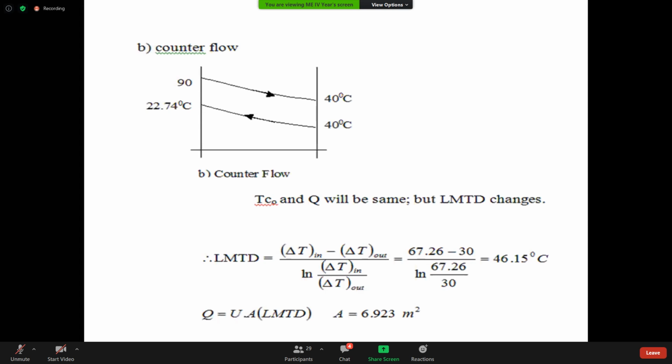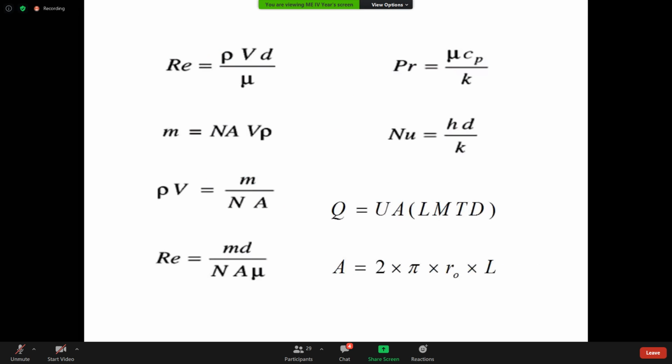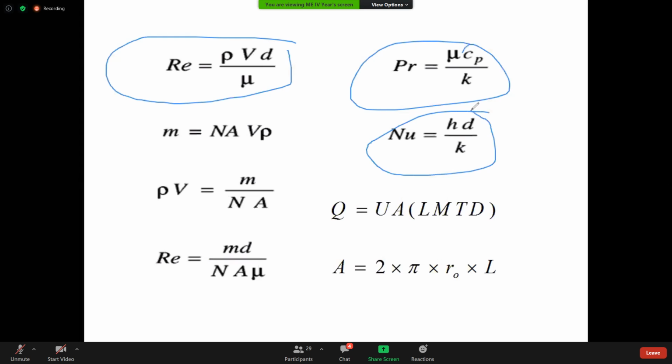So in this way you have to go for the problem, right? Next, this is another case. I will come to you. Reynolds number we discussed chesam kuda, right? Reynolds number is equal to rho V D by mu. Prandtl number equal to mu Cp by K. Nusselt number equal to HD by K. Why I am discussing is convection effect is there here.